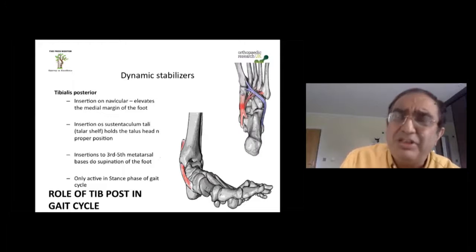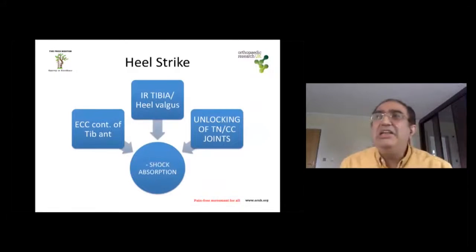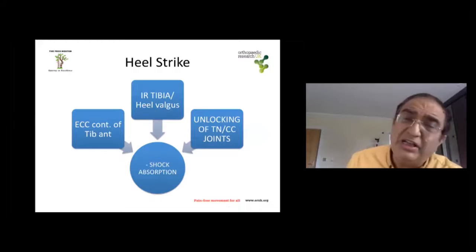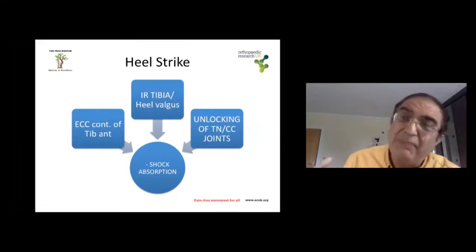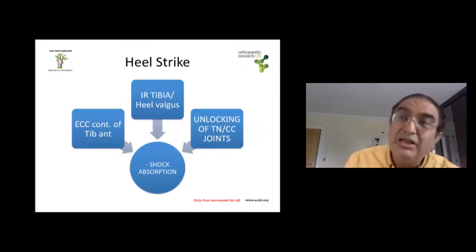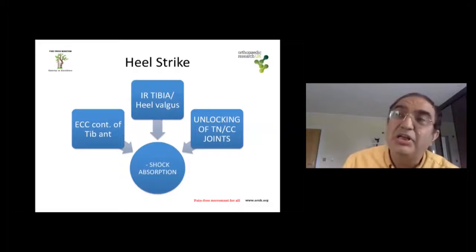in all flat feet. So if you look at the heel strike, there is an eccentric contraction of the tibialis anterior there, which prevents the foot from slapping down. But as the heel strikes, the subtalar joint is in valgus, and this causes the forefoot unlocking. As a result, the forefoot is very flexible, and that's why it acts like a good shock absorber. So from the moment of the heel strike, the tibialis posterior starts to work. After the heel strike, the tibialis posterior comes into play.